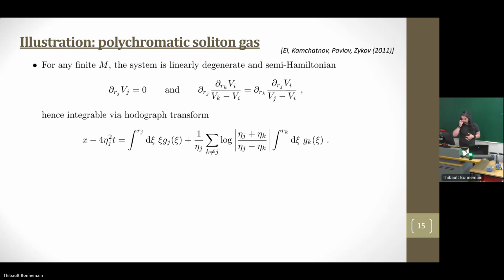Okay. It's also been shown that for any finite n, the system is linearly degenerate and it has the bi-Hamiltonian property, and hence it's integrable via the inverse scattering transform. So these are just a discrete version of the previous relations that I showed you before. Everything has been checked, and you can solve it. Here you have n functional degrees of freedom instead of a continuous one.